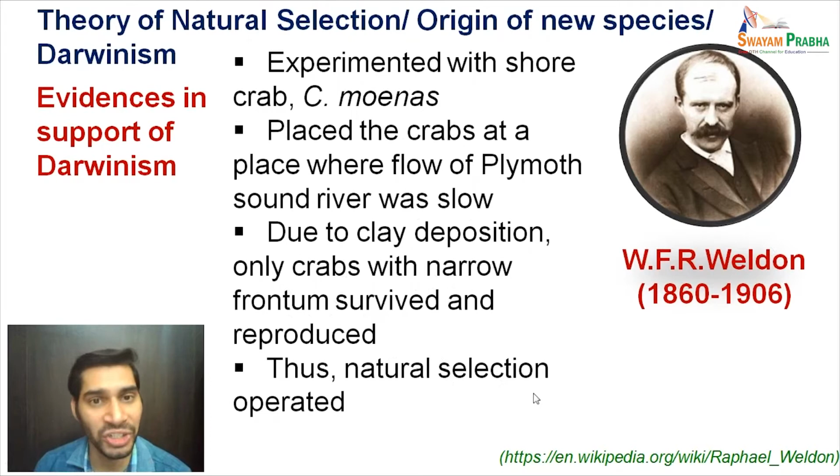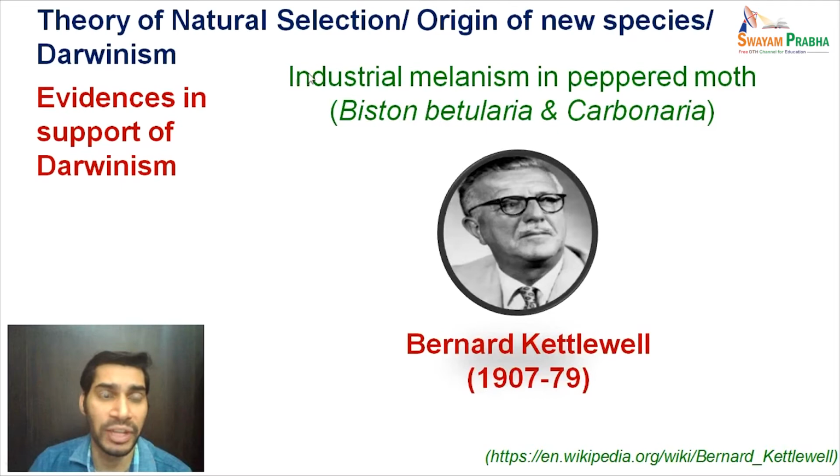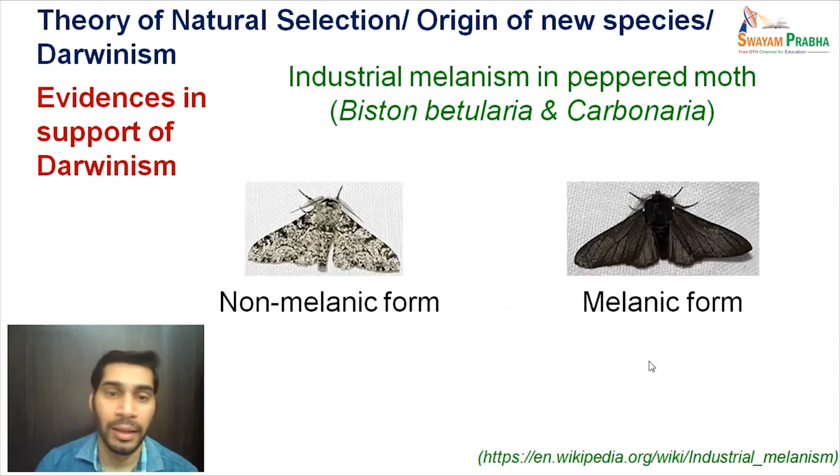Another very famous example in support of natural selection is the industrial melanism in the case of peppered moth called Biston betularia and carbonaria. This experiment was carried out by Bernard Kettlewell. These are the pictures of the moth. This is the non-melanic form and this is the melanic form. These are the two contrasting forms that it can occur in.